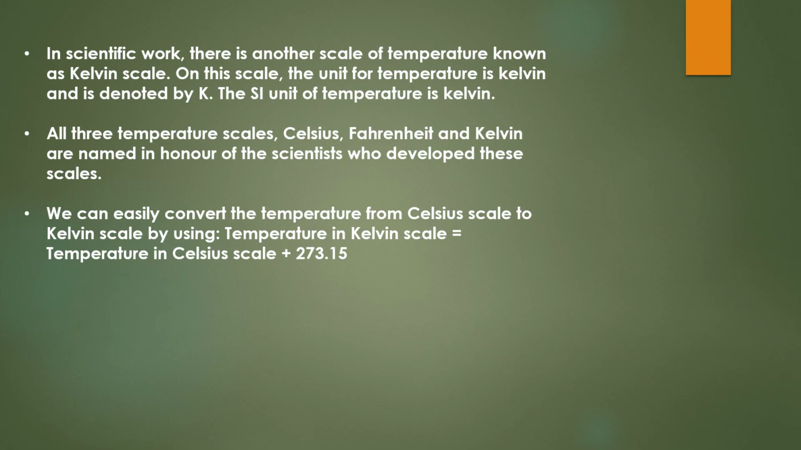Degree Celsius, Fahrenheit and Kelvin, all three temperature scales are named in honor of the scientists who developed these scales. We can easily convert the temperature from the Celsius scale to the Kelvin scale by using a formula: the temperature in Kelvin is equal to the temperature in Celsius added with 273.15. It will give you the result on the Kelvin scale.